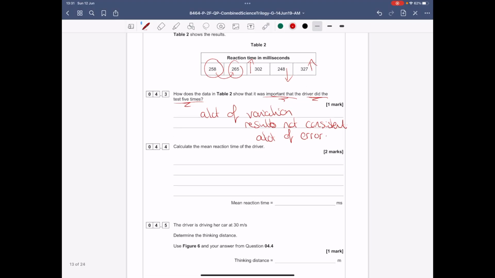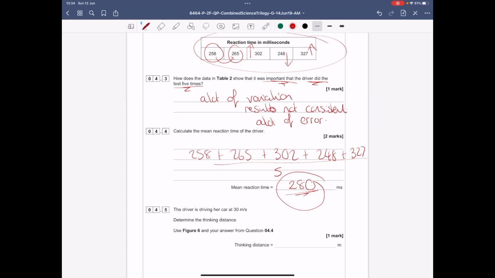Question 4.4. Calculate the mean reaction time of the driver. So what you'd need to do is just calculate the mean. You would add them all up, 258 plus 265 plus 302 plus 248 plus 327, divide by how many there are, which is 5, and that would give you a mean reaction time of 280.